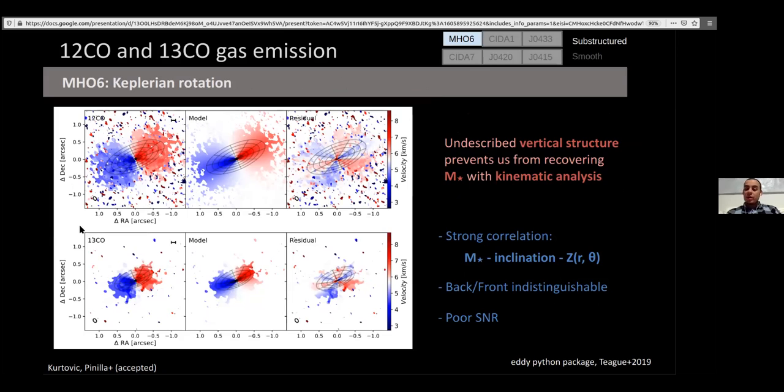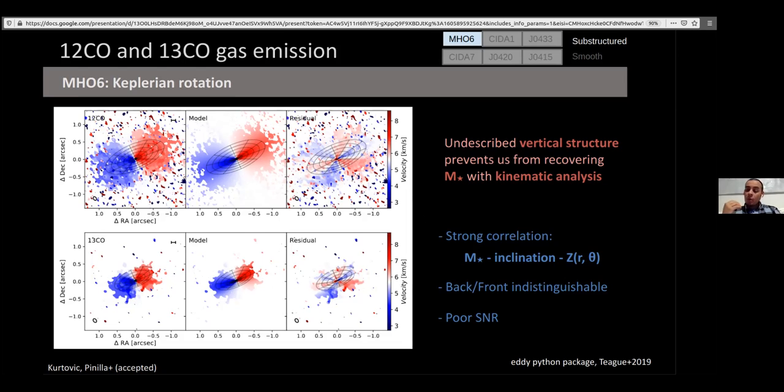To do this, we use the eddy package, but the problem is that even the best models that we got still leave strongly structured residuals. We tried many different approaches. We tried different combinations of parameters, fixing the geometry with different values, and nothing worked. The problem here is probably that there is a very strong correlation between the mass of the star, the inclination, and the vertical structure that we're unable to disentangle.